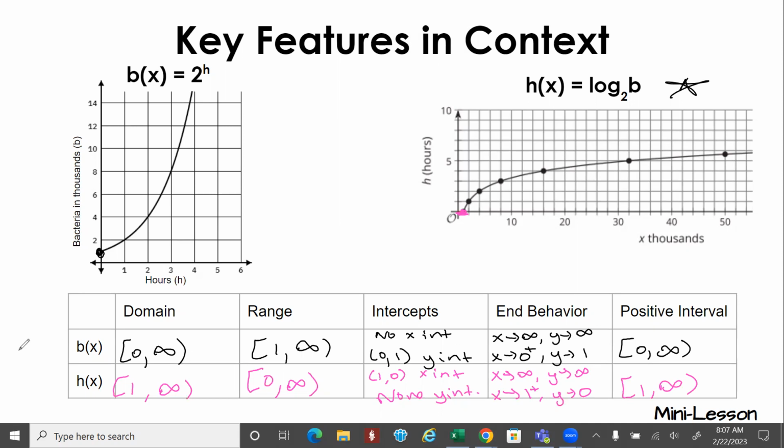So notice how these two things kind of switched. The domain and range kind of flopped. The x-intercept and the y-intercept flopped. And so did the end behavior. They just kind of switch because these two functions are inverses of each other.